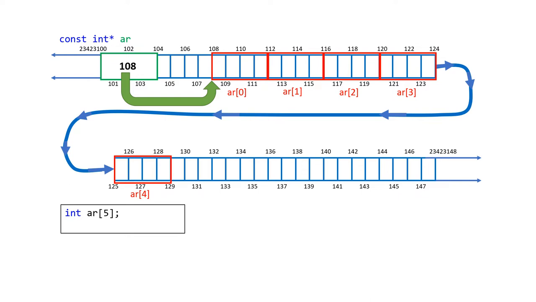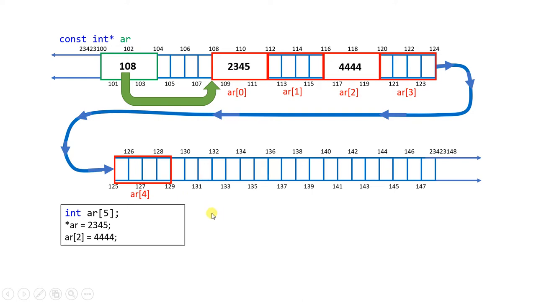Because it's an array like that, you can actually say target of AR is 2345. Although it's an array, it doesn't matter. It's the first element. It's going to put the value in there. And if you say AR2 is 444, it puts it over there. And obviously, if you say target of AR plus 2 is 555, it's the exact same thing as the other one. So it's essentially going to overwrite that 4 to 5.